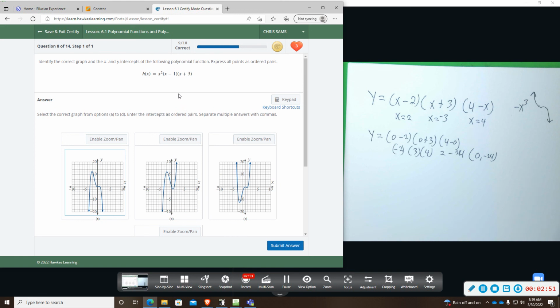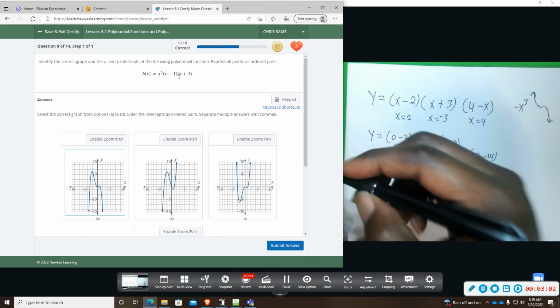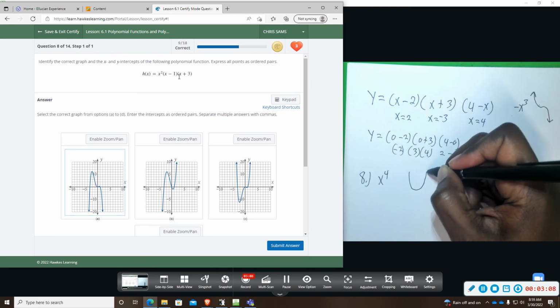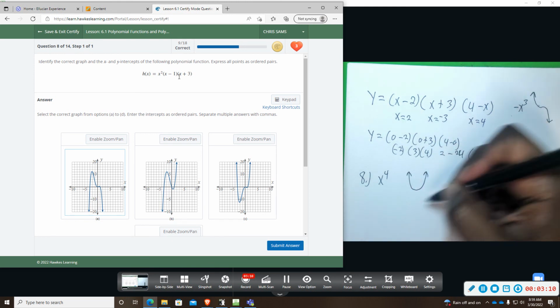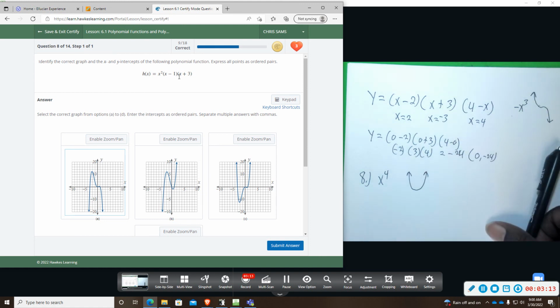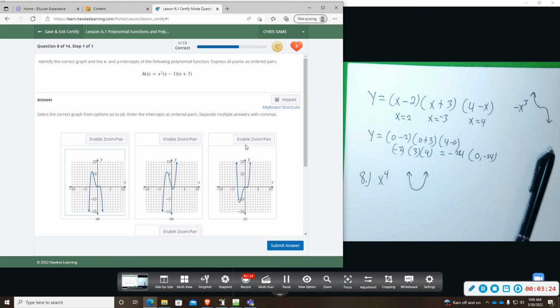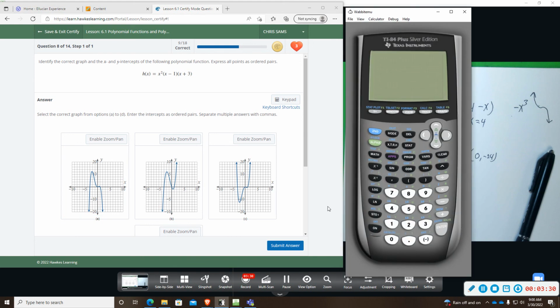Alright, so this one, I'm going to do with the calculator just to show you some variability. We have 1, 2, 3, 4 x's, so we're looking at x to the 4th. And it's positive, so both ends should be going up. And it may do some up and down in the middle, but both end points should be going up. So this one's out, this one's out, this one's okay, and so is this one. So one of these last two. I could find those by hand, but again, I want to do it with the calculator this time just to show.